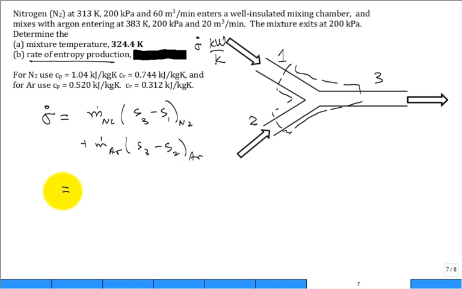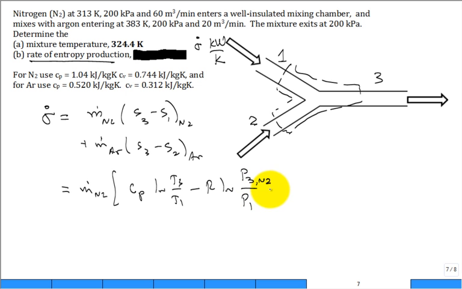All right, now this goes back to your question. Hey, can I use this change in entropy? Sure, that's what we're doing right here. It's a change in entropy equation, the mass flow rate of the nitrogen. So we'll use C sub P, natural log, T3 divided by T1, minus R, natural log, of P3 divided by P1. Again, this is the P3 of the nitrogen and P1 of the nitrogen.